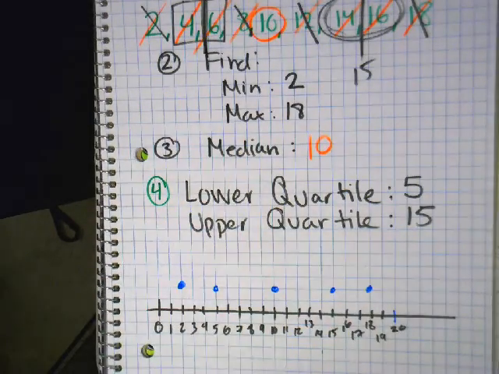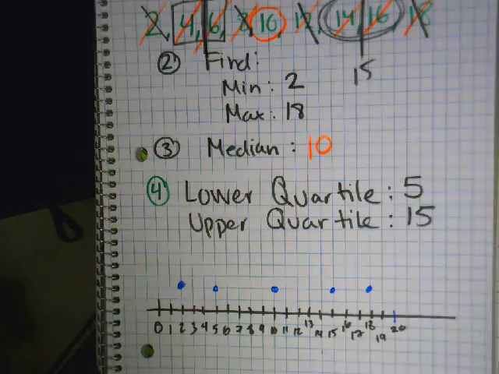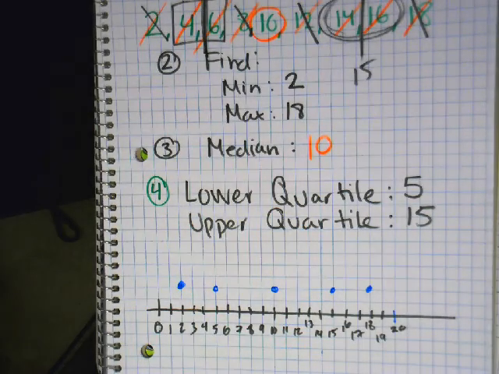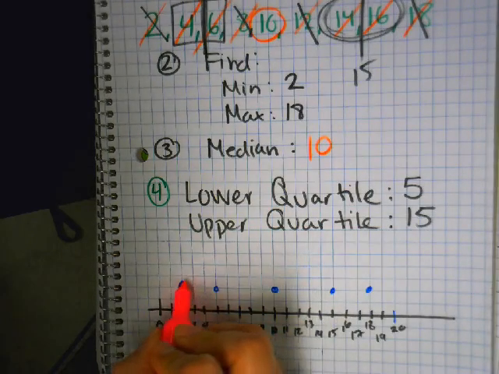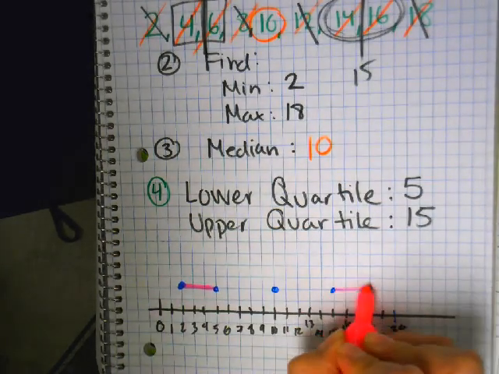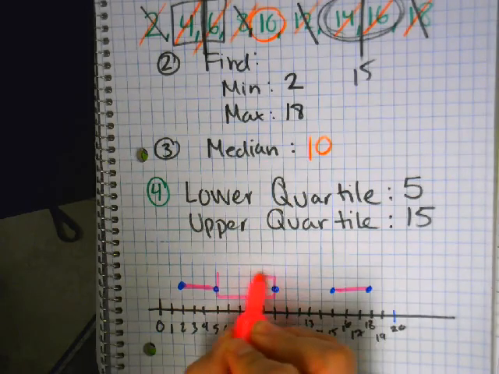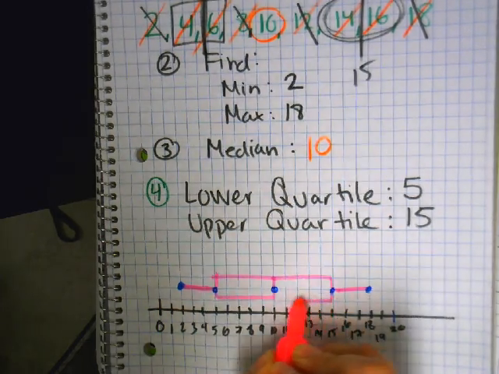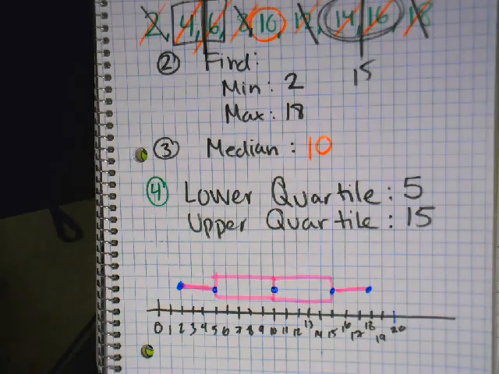Okay, now we're going to create our box and whisker plot. All right. Here's where the magic happens. The first 2 dots are your whiskers, and the last 2 dots are your whiskers. And then this is connected with a box. So this is where we get the box and whisker plot.